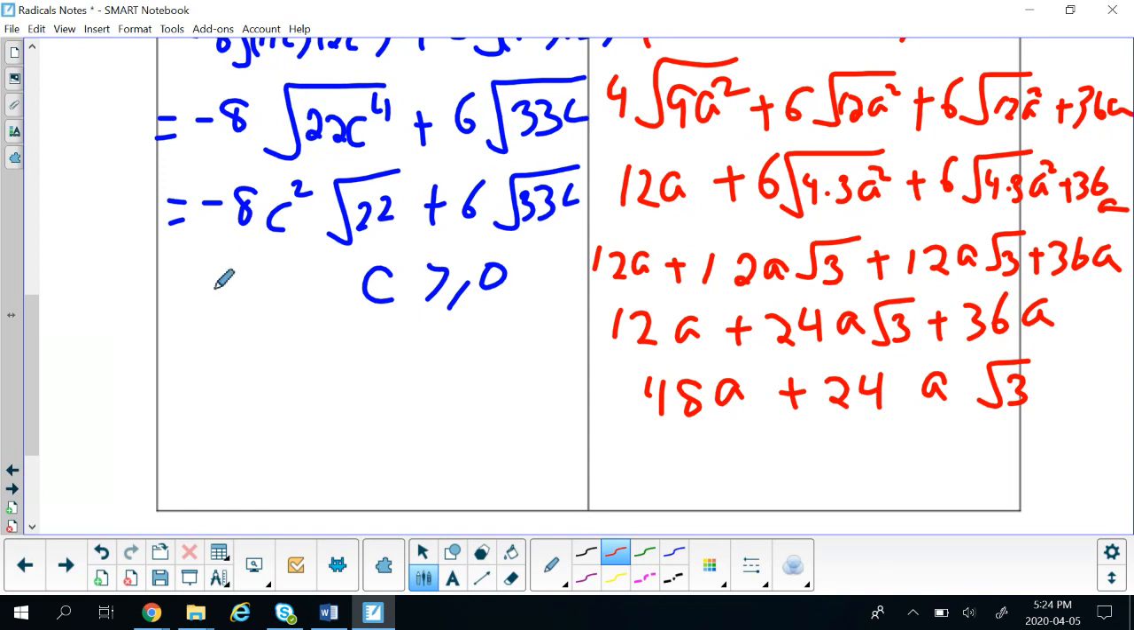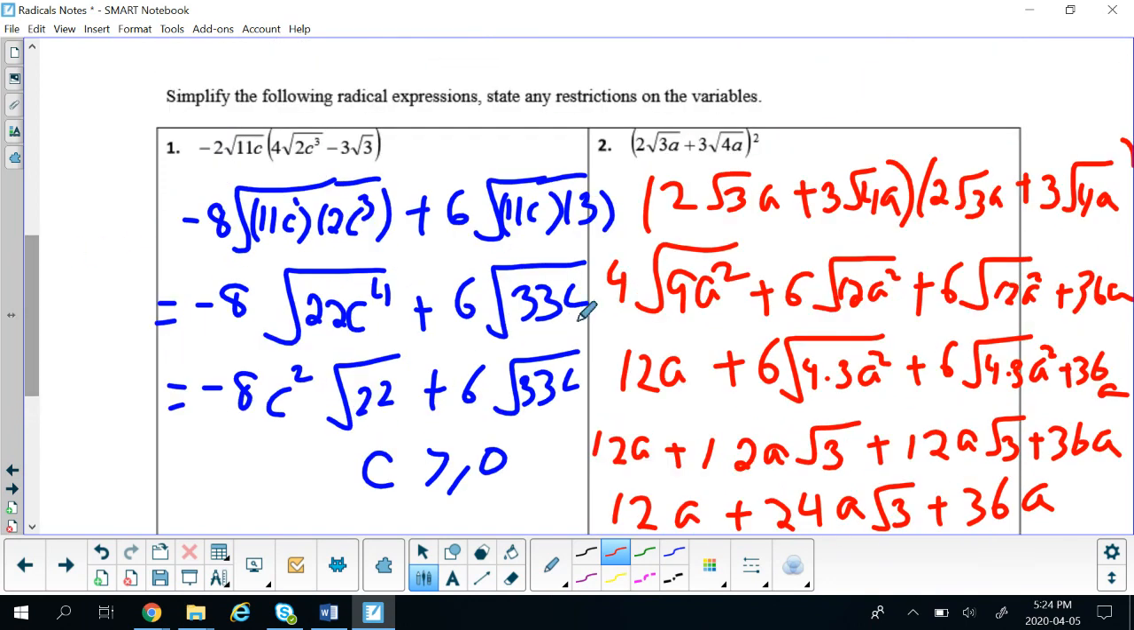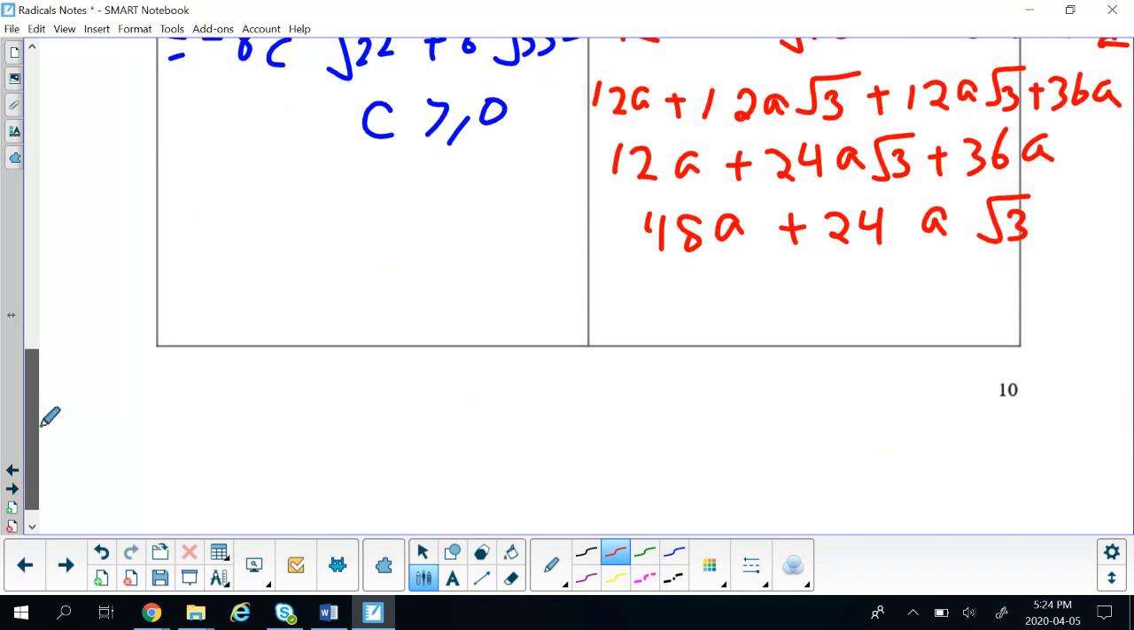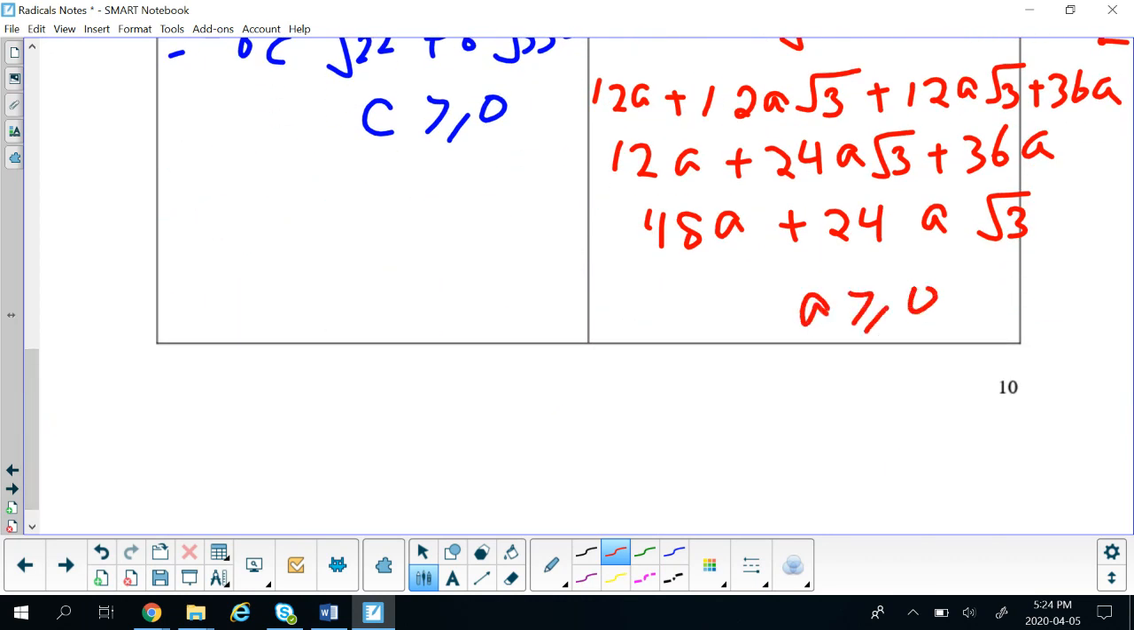Okay, we're going to apply the restriction on our variable. So here, look at the index first. The index is even, and the exponent of the variable is odd, that is 1. So our restriction will be a greater than or equal to 0. We cannot plug a negative value of a here.